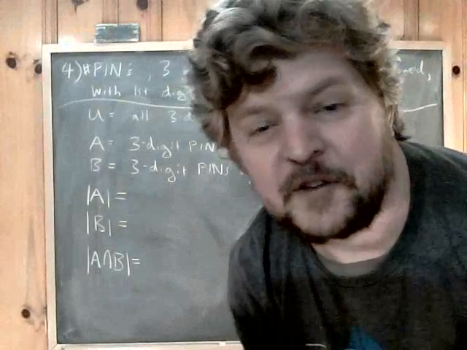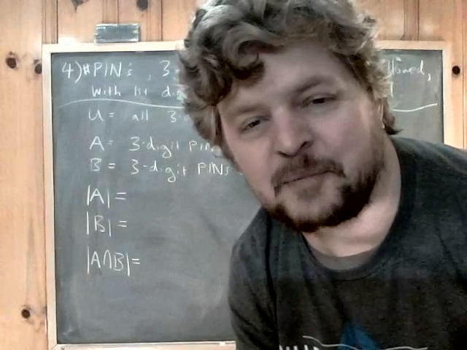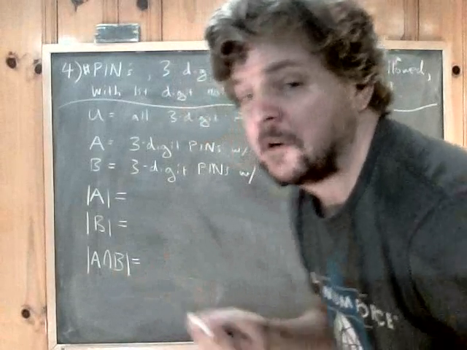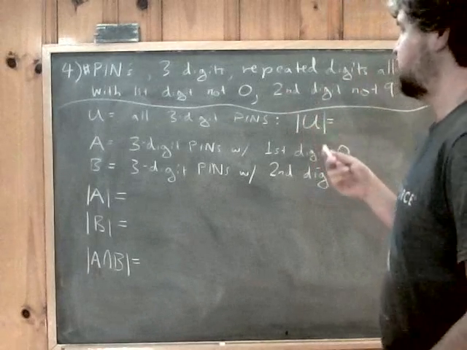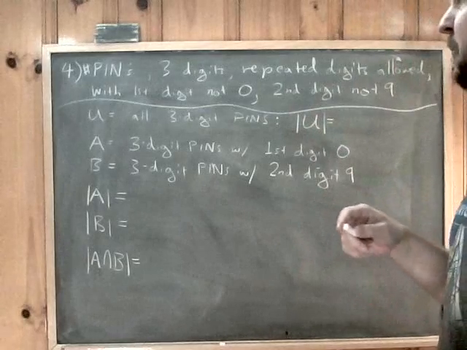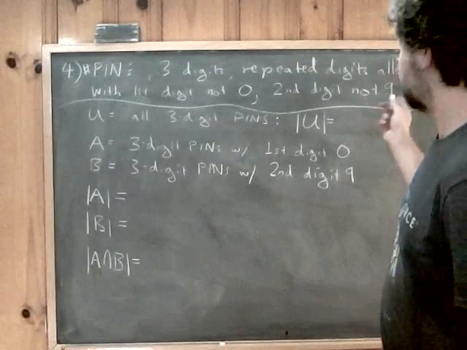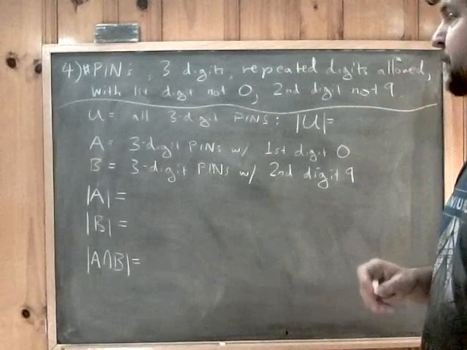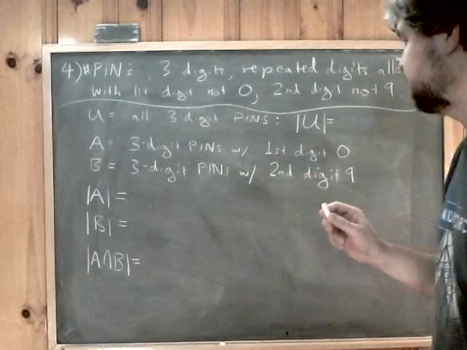Hi there. So here's question 4 from the practice problems reviews. We want to find the number of pins that have 3 digits. This time repeated digits are allowed, but the first digit is not 0 and the second digit is not 9. So we'll use the shortcut method that we've been doing.